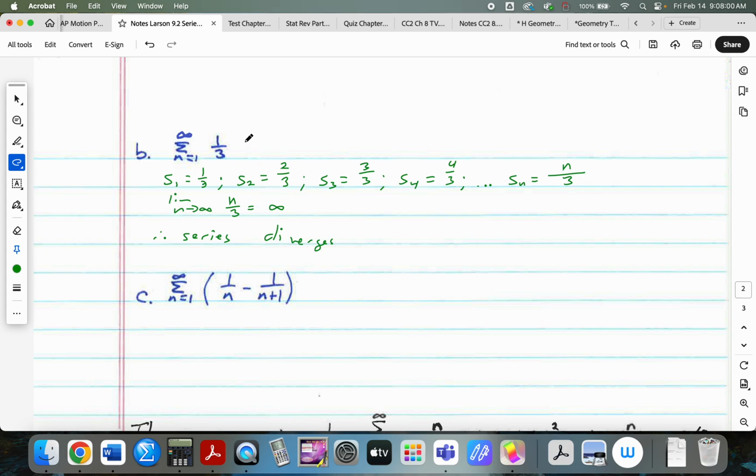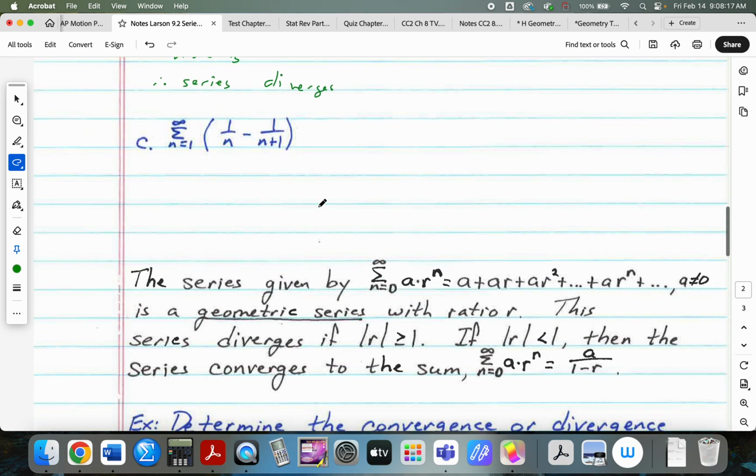Also notice if you were looking at the terms of the series, it's 1/3, 1/3, 1/3, 1/3, 1/3. Do those do like the last one where they went to 0? No. Okay, that's going to become an important idea for us in a little while.